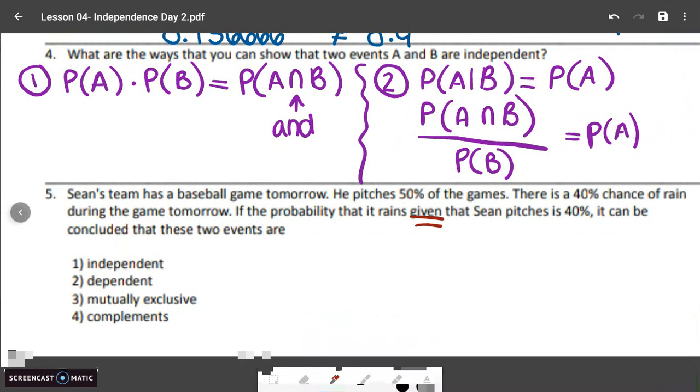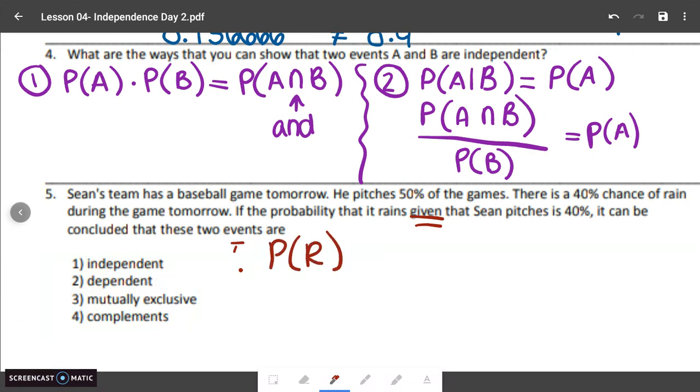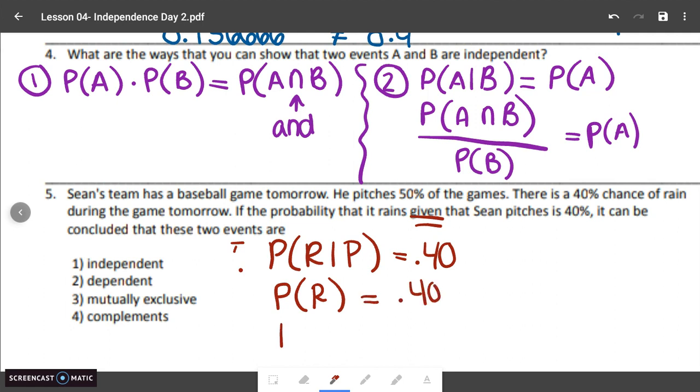Well, so let's think here. We have our magic word given. So the probability that it rains given Sean pitches, well, that's equal to 40%. So I'm just going to call it 0.4. The probability of it raining is equal to 0.40 as well. The probability of him pitching is equal to 0.5 or 0.50.